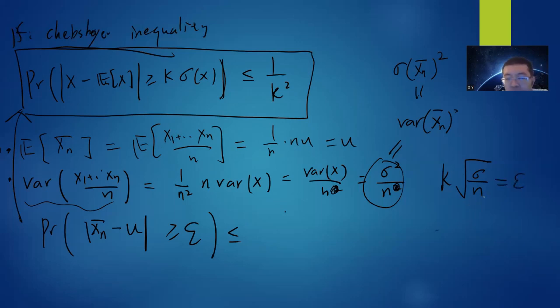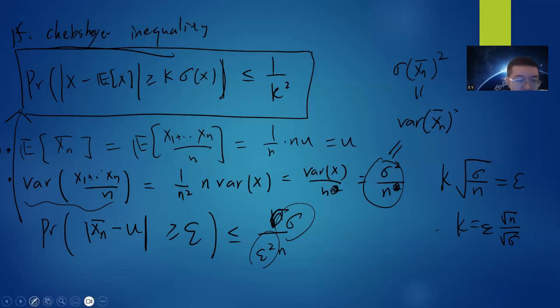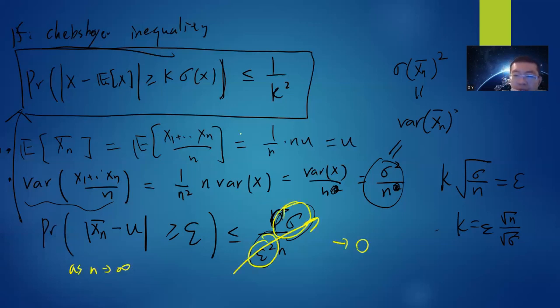Okay, so k should be epsilon square root of n divided by square root of sigma. So this is less or equal to 1 divided by epsilon squared n sigma. Okay, so all these are fixed numbers, right? So if you fix epsilon and n goes to infinity, then you can see the right hand side goes to 0 because sigma and epsilon are fixed numbers. Okay, so let's prove the result.